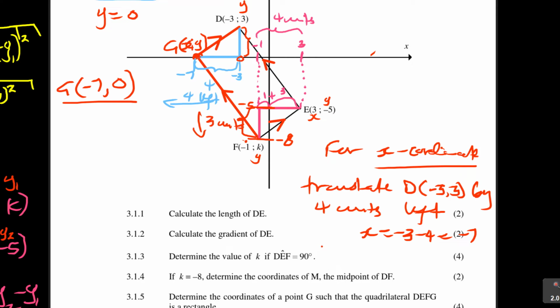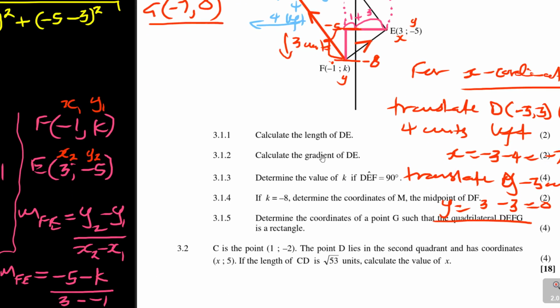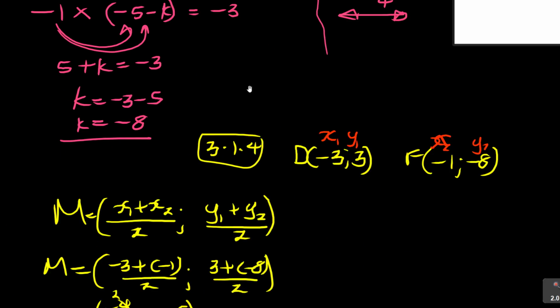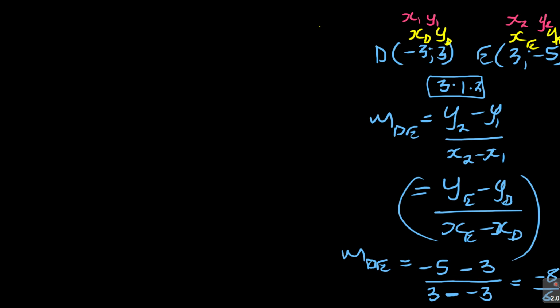Then do the same thing for y: translate D 3 units down. So y is equal to 3 minus 3, which is equal to 0. Then you get those coordinates. That was one way you could have done this. Another way, which is a little bit long but can work, is to use the concept of gradients.